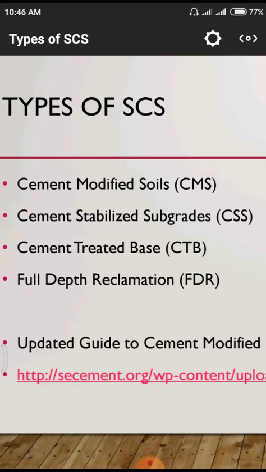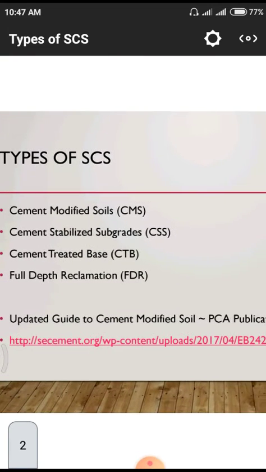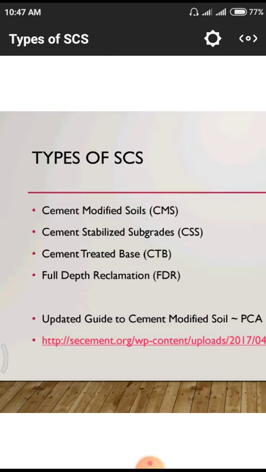Next one is the cement treated base. The total base content of the structure we need to stabilize with cement content. Last one is full depth reclamation. That means up to a particular quantity of depth we utilize this method of densification. An updated guide to cement modified soil. Next, these are the references we have to observe whenever we go for these four methods.